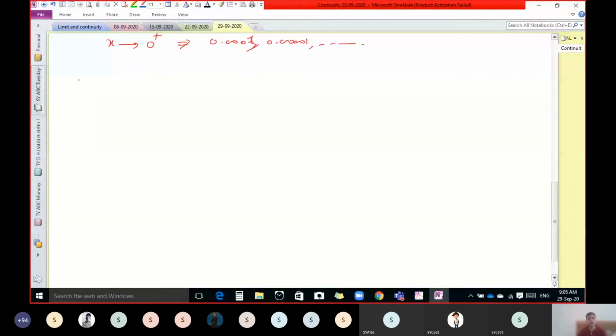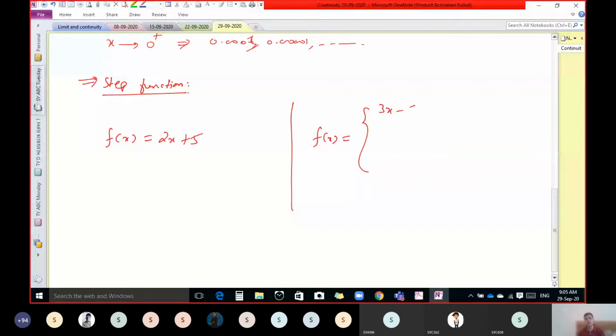Okay. Now let us discuss first of all step function. What is the meaning of step function? Let us write one function f of x equal to 2x plus 5. This is one function. And there is one other function, f of x equal to 3x minus 1 when x is greater than 5, 2x plus 3 when x equal to 5, and 5x plus 2 when x less than 5. These are two functions.